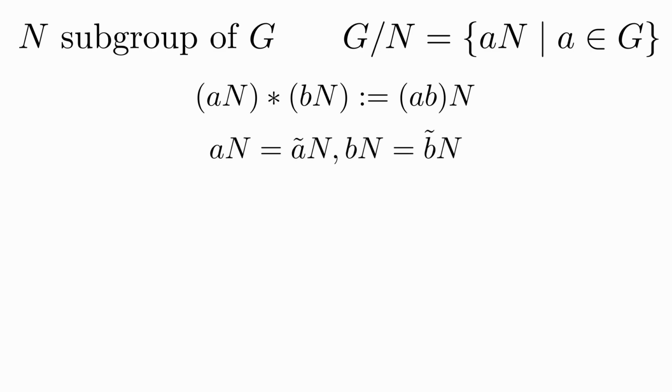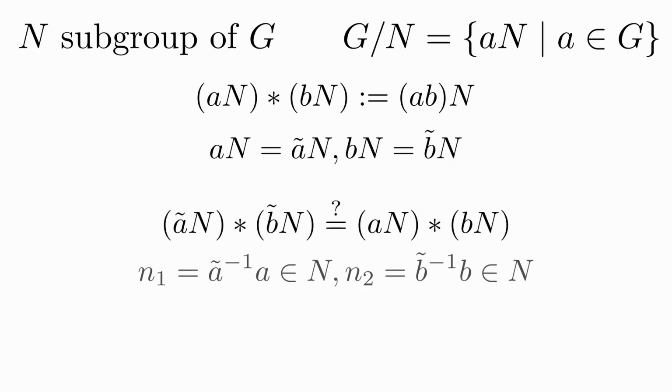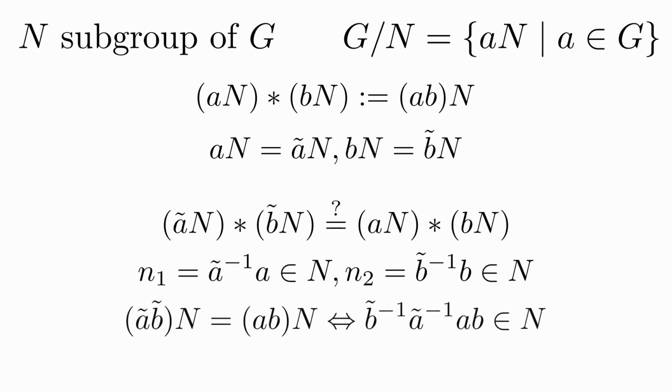The challenge is that different elements can represent the same coset, so the operation must yield the same result regardless of which representatives are chosen. A key observation is that if two elements belong to the same coset, their difference lies in the subgroup. Doing the same thing with a product and plugging in 1 and in 2, we get that this expression must be in the subgroup.